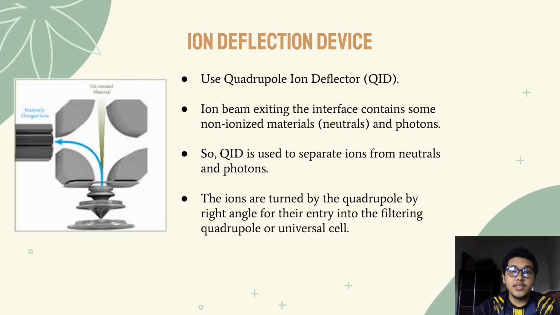Next is the ion deflection device. This is before ions enter the mass analyzer. They use a quadrupole ion deflector, or QID. The ion beam exiting the interface contains some non-ionized material, which is neutral, and photons. So the QID is used to separate ions from neutrals and photons. The ions are turned by the quadrupole by a right angle for their entry into the filtering quadrupole. In the picture, the straight line is photons and neutrals, indicated by green color, and the blue color is ions.